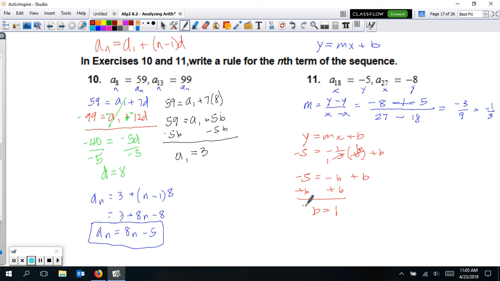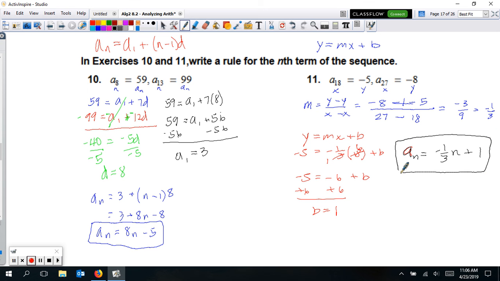So now we can plug it back into our formula. So remember our formula, this is y is a of n. So we're actually going to write a of n here. So our answer here, a of n, is now equal to, so that's our y, m is the common difference, which would be negative 1/3, and I'll use n for x, and then plus 1. And there's our rule.